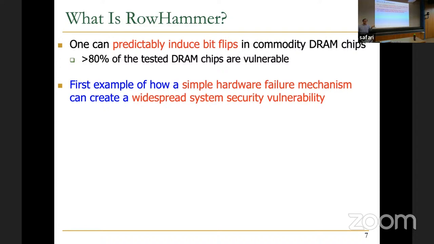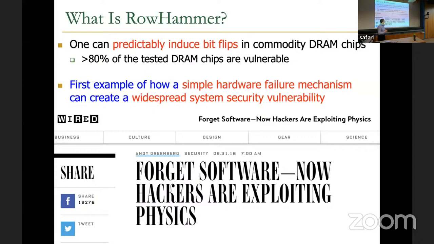Okay, as a result, people are writing articles. These are general public type of articles like this: Forget software, now hackers are exploiting physics. I like this one because it's true, actually. It's really true to the fundamentals of RowHammer. It's really a physical problem.